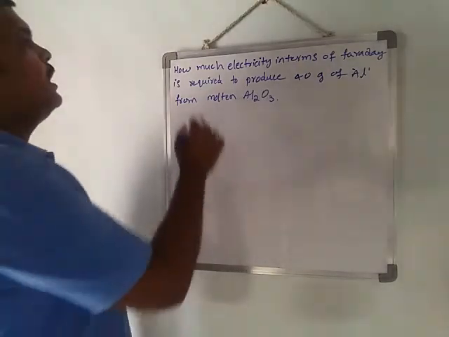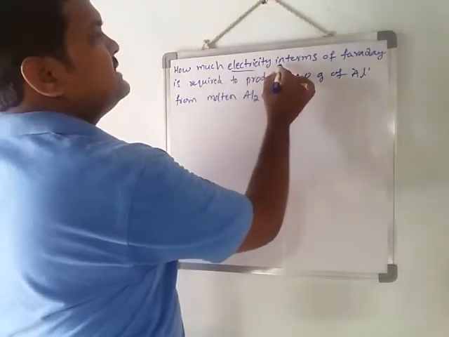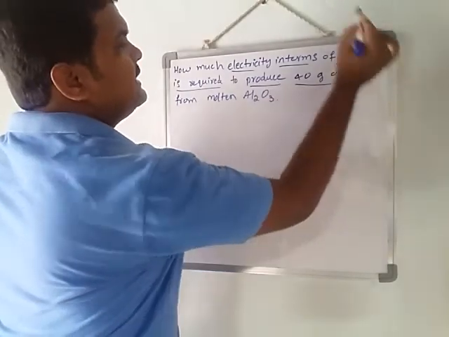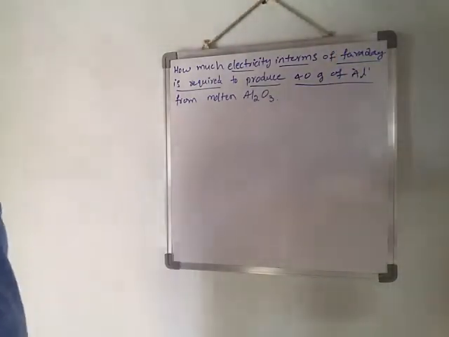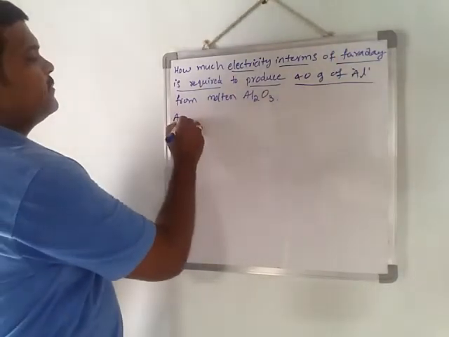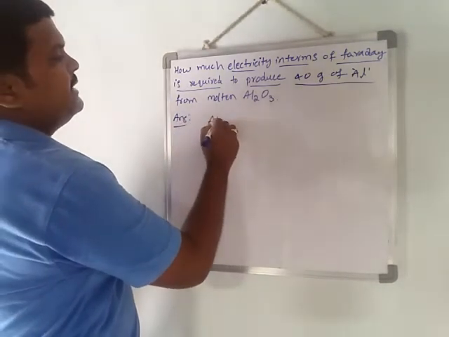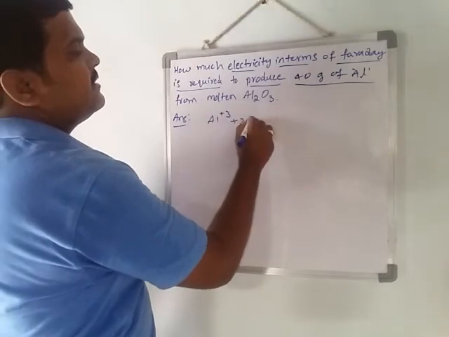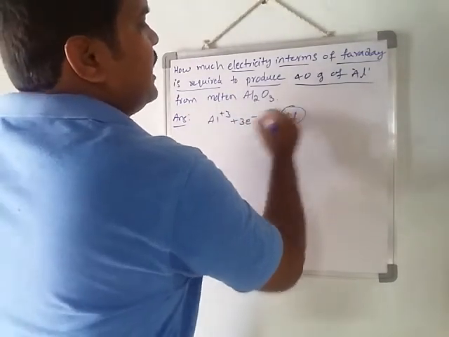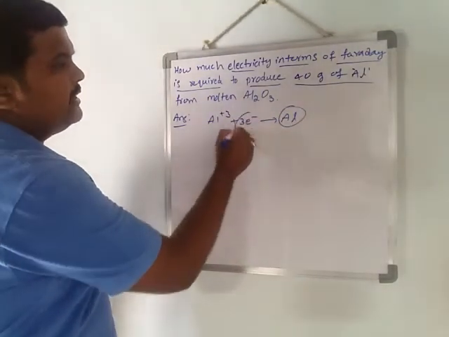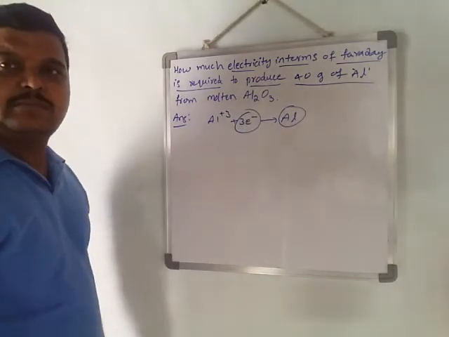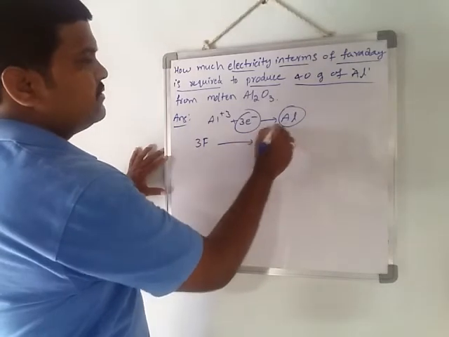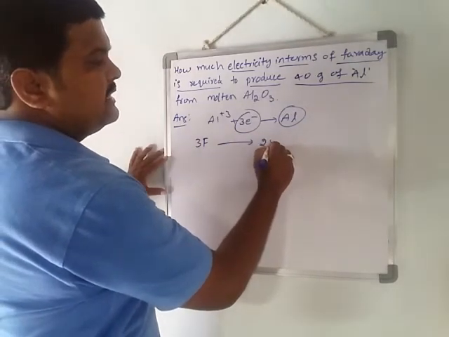Now see, how much electricity in terms of Faraday is required to produce 40 grams of aluminium from molten Al2O3? Is it clear? See that aluminium is in the plus 3 oxidation state here; by gaining 3 electrons it is deposited as aluminium. Yes or no? So now how many electrons are required? 3 electrons, that means 3 Faraday. So for 3 Faraday of electrons, the weight of aluminium is 27 grams.